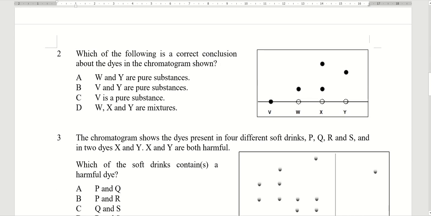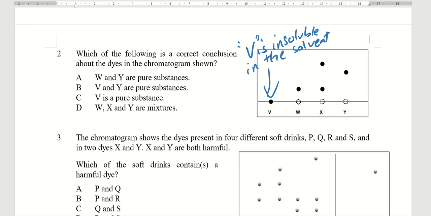Okay, so moving on to question 2. Which of the following is a correct conclusion about dyes in the chromatogram? So you notice that in this question, V, W, X, and Y have moved to different positions, and V did not move at all. So when V did not move at all, it indicates that this V is insoluble in the solvent. It basically cannot dissolve in the solvent. That's why it doesn't move from the original position.